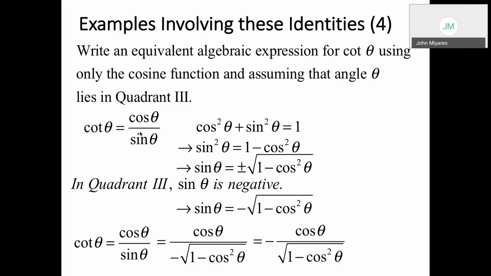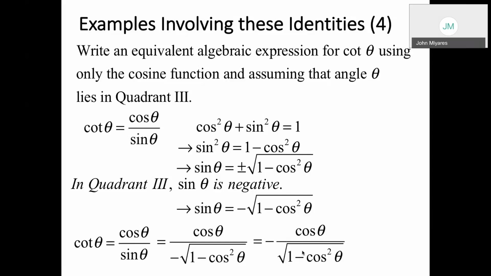Now, some of you might be asking, why should this expression be negative if the cotangent in quadrant 3 is already positive? Well, let's take a closer look at this expression. The cosine in quadrant 3 is already negative, and because of this square root sign, this normally would come out positive. So in order to guarantee that the overall ratio will come out positive, I will take this negative cosine and divide it by the negative radical, and that will reduce to a positive result.